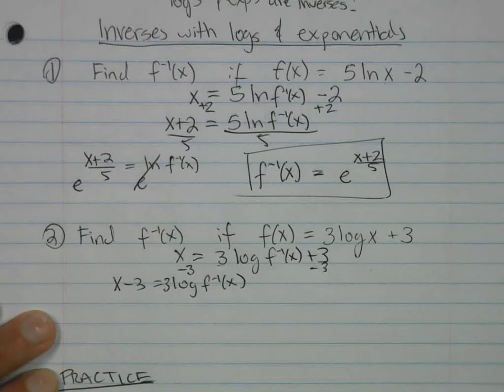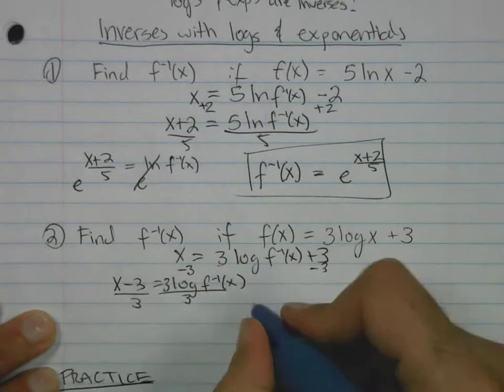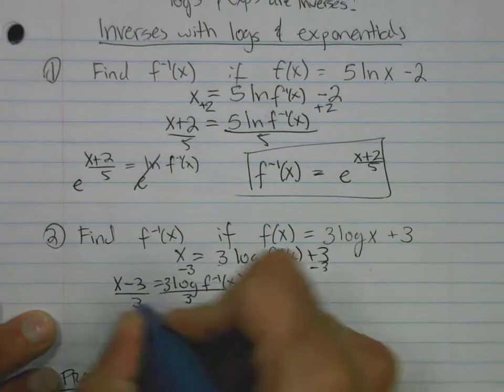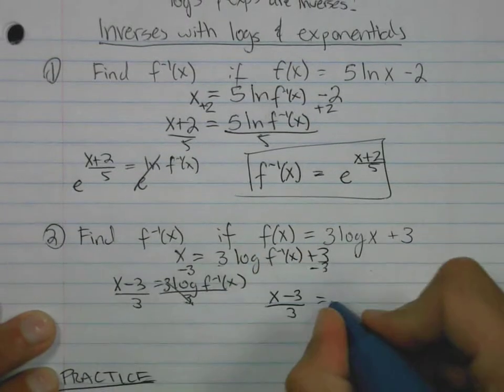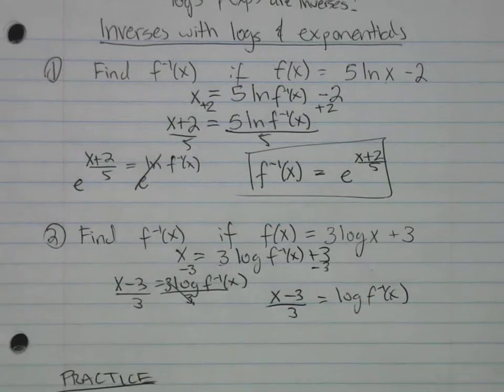What do I do next? Good, that's right. I'm going to divide 3 by both sides. And I get x minus 3 over 3 equals log of f inverse of x. Now what do I do next?